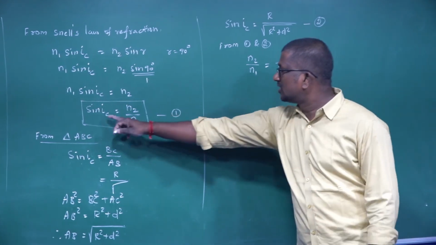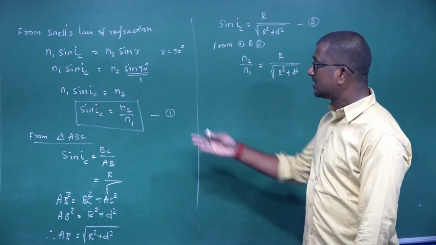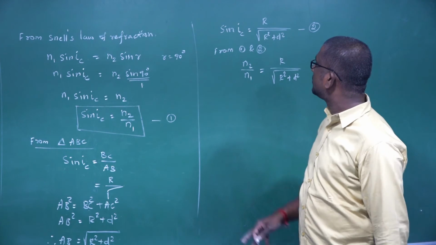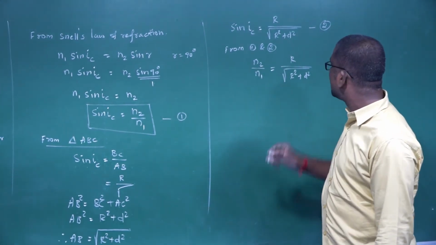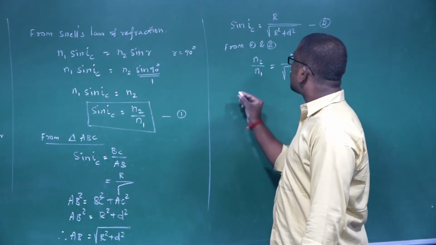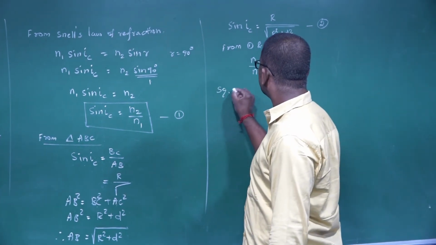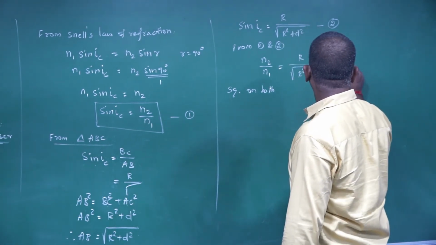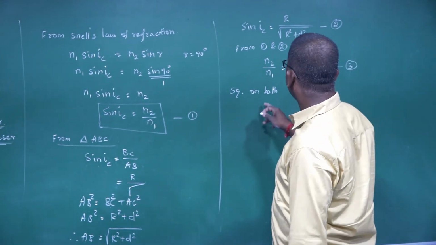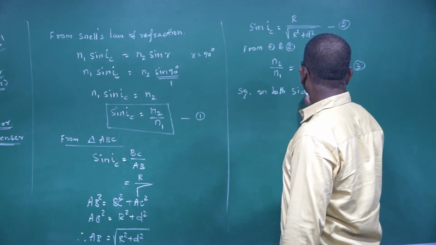Both have sin i_c on the left hand side, so comparing these two equations, we get n2 divided by n1 is equal to r divided by square root of r square plus d square. Suppose this equation is taken as 3. Now squaring on both sides.